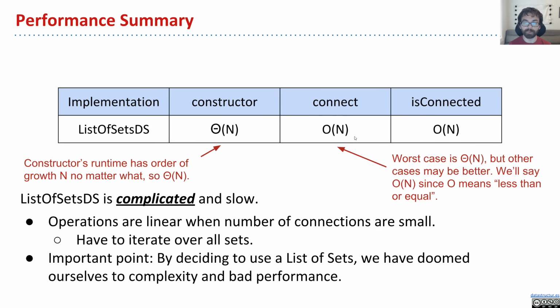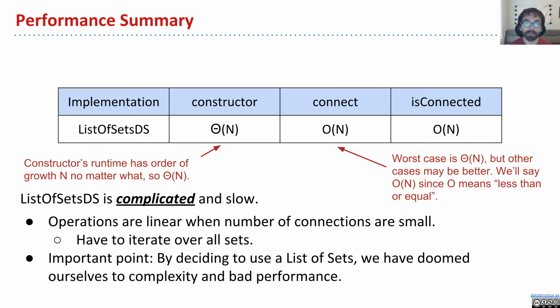With more analysis, maybe we could change this, but we haven't. So this approach is complicated in the sense that if you tried to actually write the code, it would be a pain, and it is also slow compared to what else is possible. And here's the most important lesson: by making that very first choice, by saying we're going to use a list of sets, we've actually doomed ourselves immediately to having complicated code that is also slow, and that's a bad thing. And that's actually a lesson that I want you to take to heart.